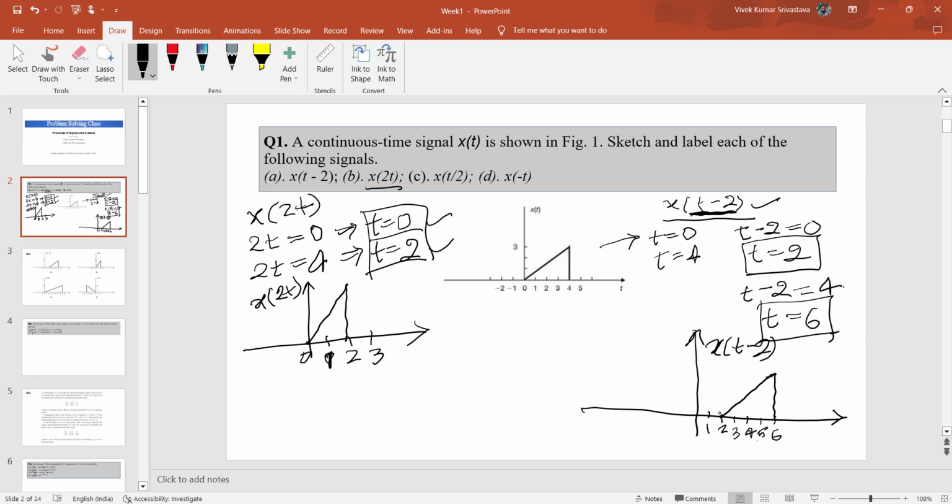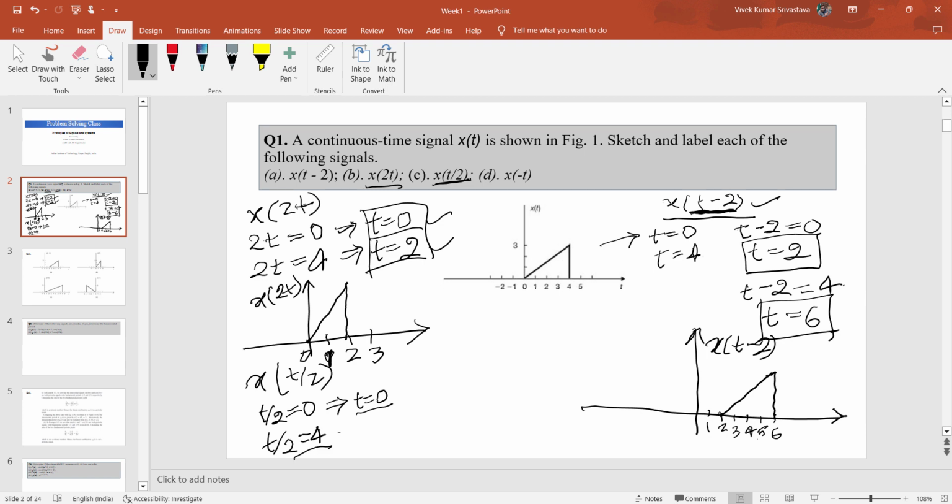Okay, similarly, if we have to plot the signal x of t by 2, we equate the argument: t by 2 equals 0. From here we get t equals 0, so the signal starts from t equals 0, and t by 2 equals 4, where it will end. So from here we can say that it will end at t equals 8 seconds.